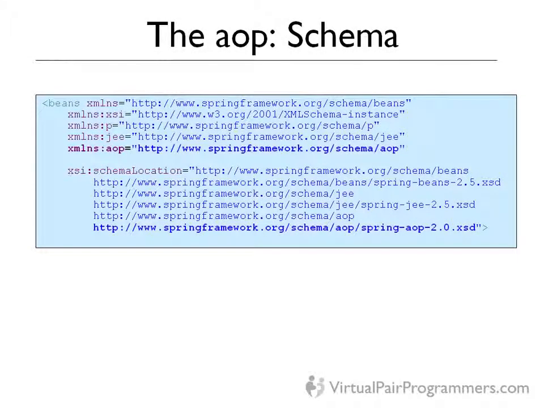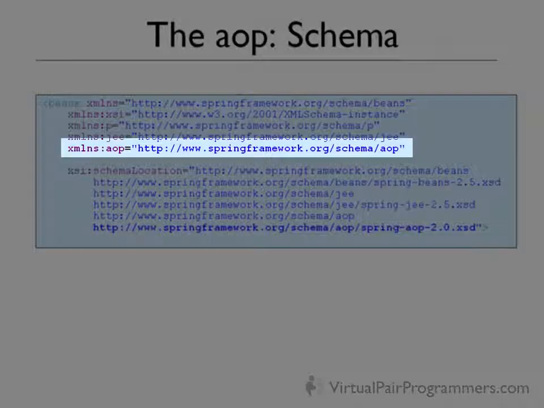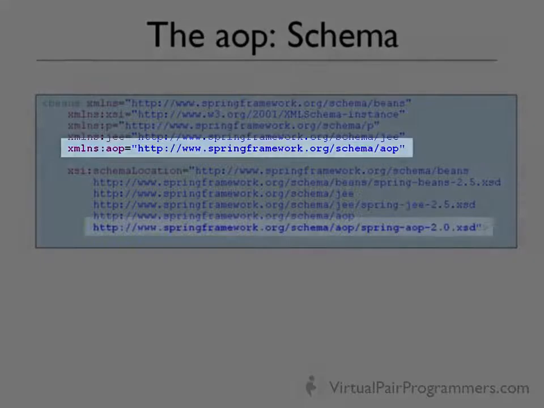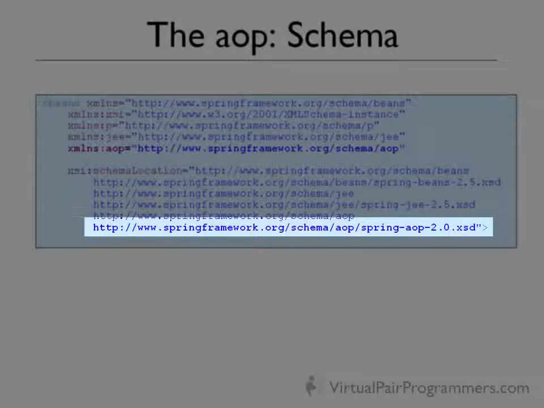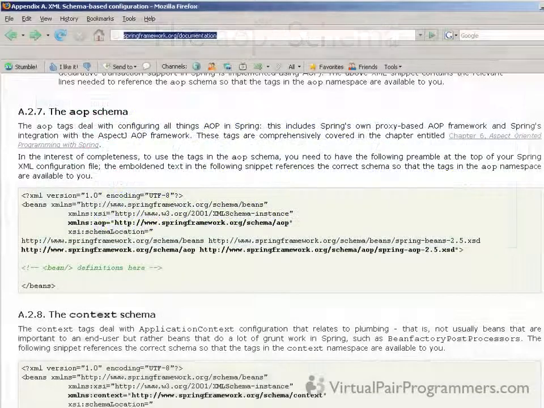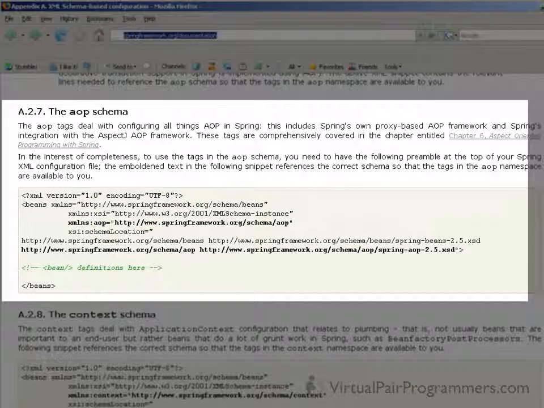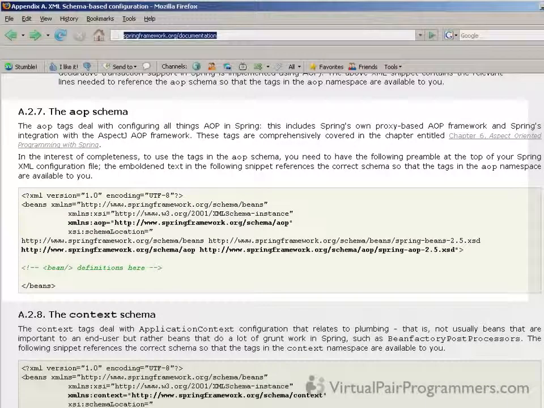We'll now look at how we can use the AOP schema to make your AOP more simple in the XML. To enable the AOP schema, we need to add the following two lines to your schema definition at the top of your XML, and this will only work in Spring 2. Now, of course, I haven't memorized that. I'm working here from the user guide at springframework.org, and the lines that you need to add are there.